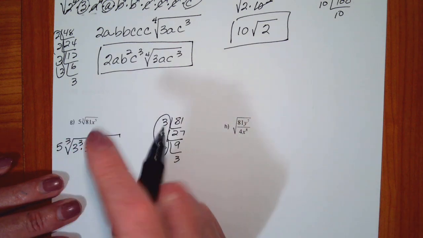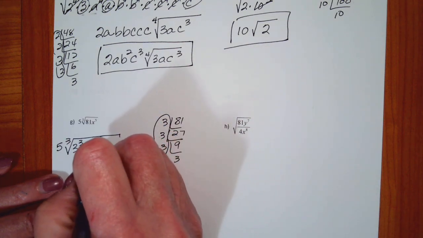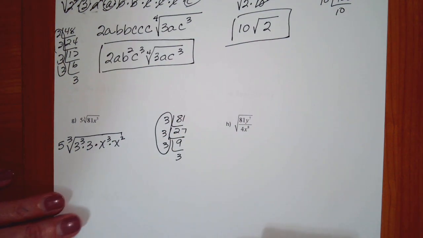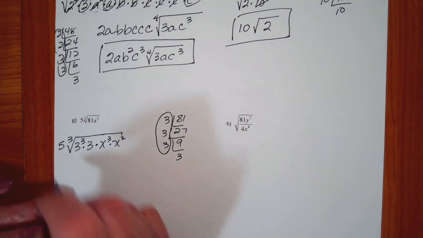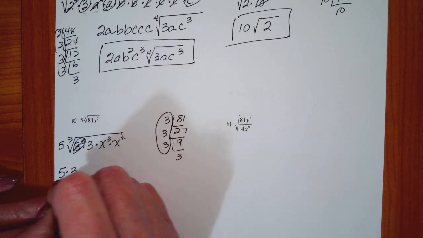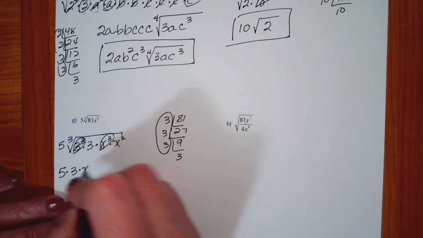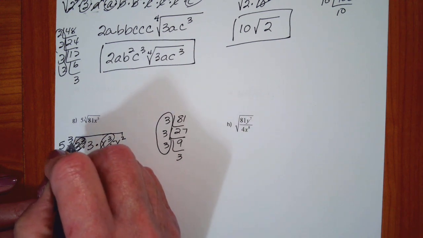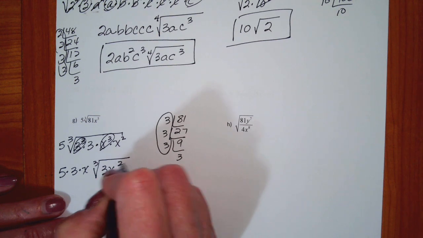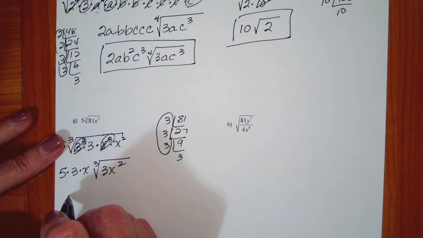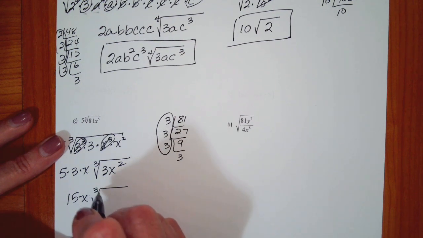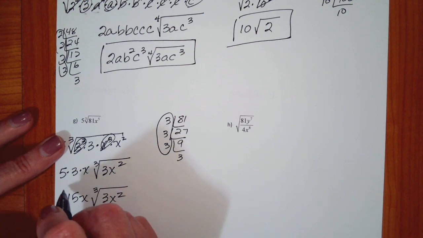X to the fifth, 5 is bigger than 3, so I know I can write it as x to the third times something, and that something is x to the second, because 3 plus 2 is 5. So I have a 5, pull out a 3, pull out an x, and I'm left with the cube root of 3x to the second. So that becomes 15x times the cube root of 3x to the second.